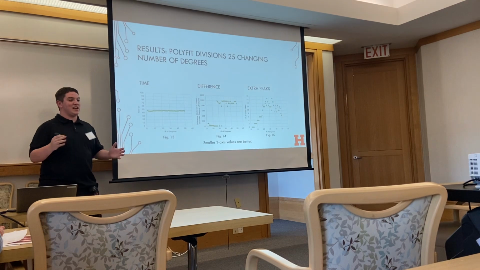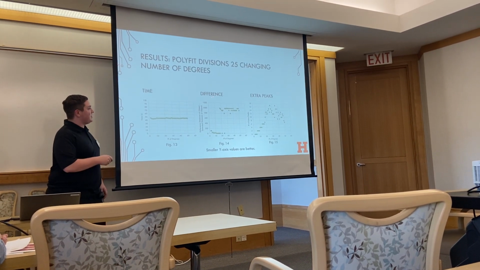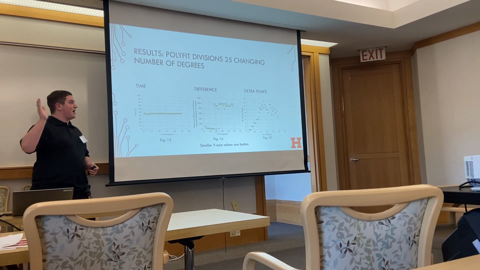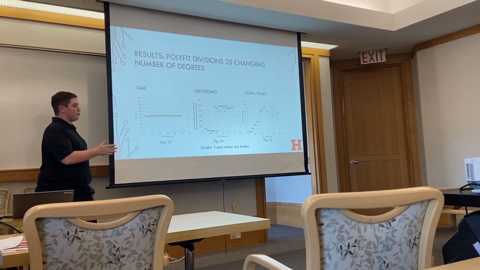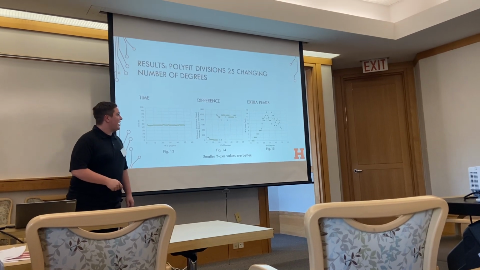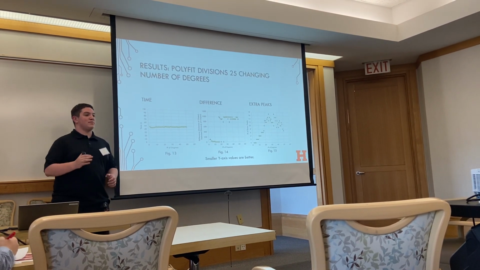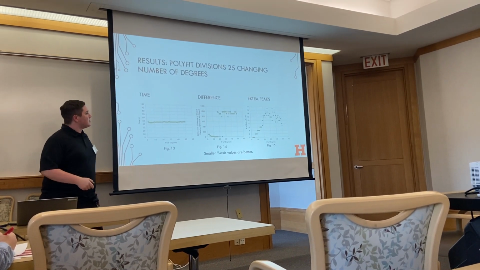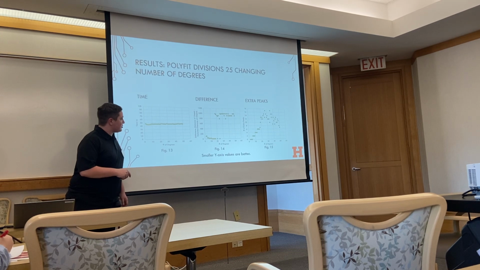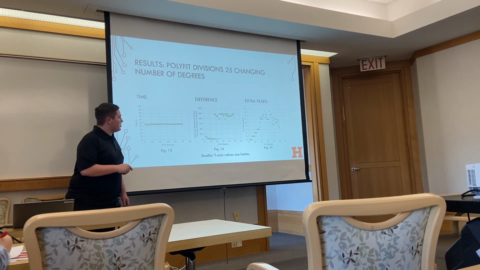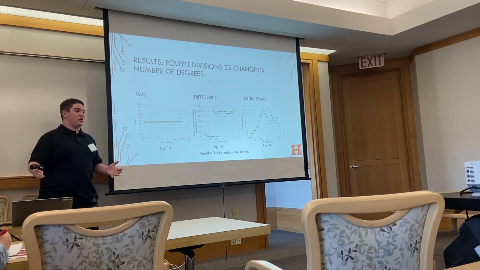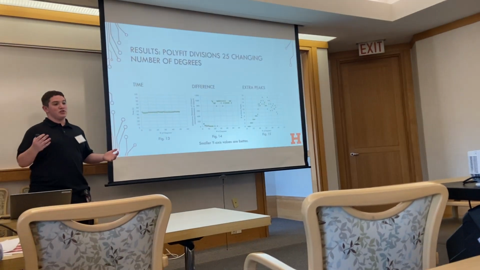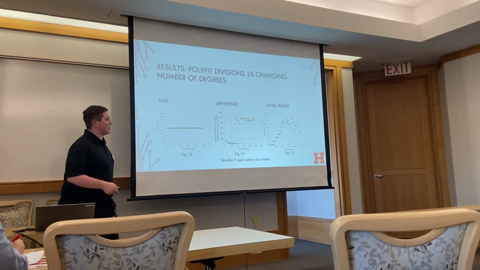So, quick definitions here. Time is just the time it took for the algorithm to run. The difference is the difference between the actual reconstructed plane and the detected best reconstruction plane. And extra peaks is the number of extra best reconstruction planes detected. Here we can see that initially it starts off very accurate, but then once we increase to a certain point, it quickly goes to a difference of around 1,000 millimeters, which in a range of 2,000 millimeters, that's not really accurate.